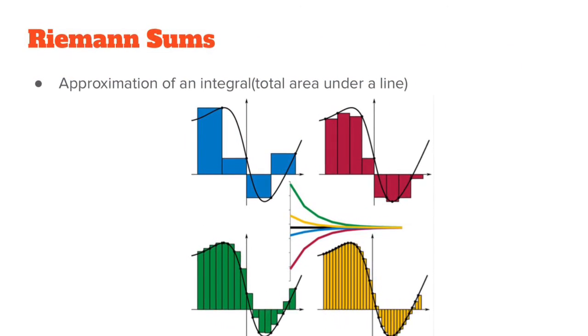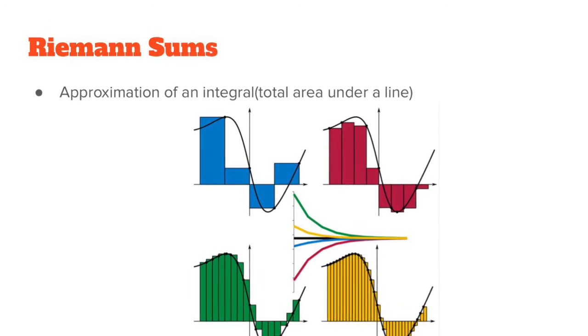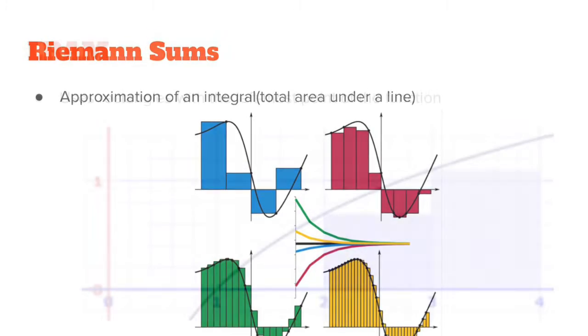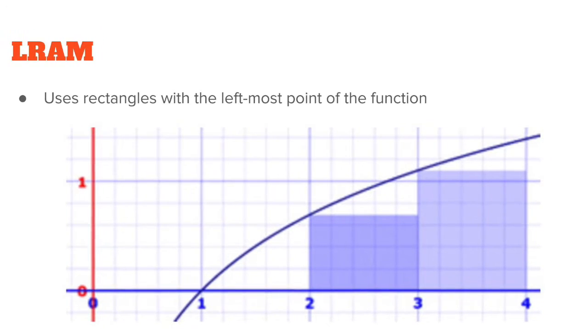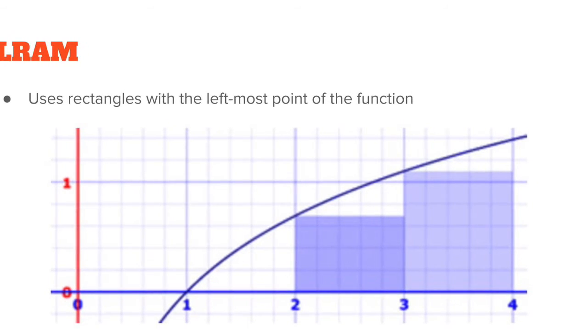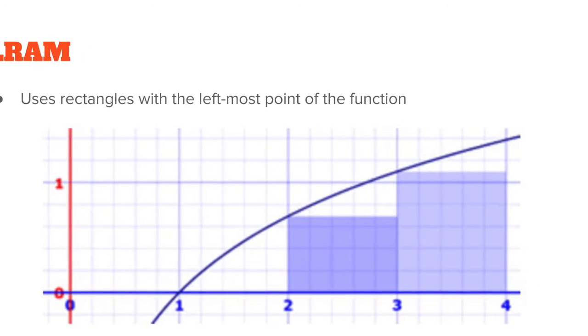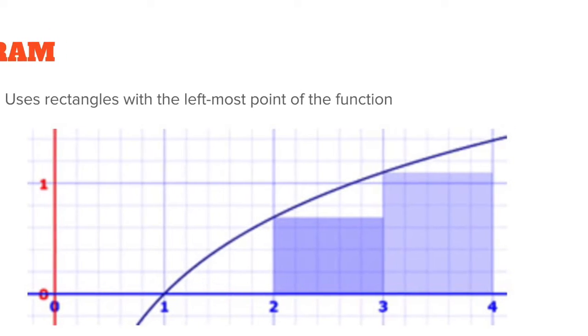Riemann sums are a method of approximating the total area under a line in a function graph. LRAM uses rectangles with the leftmost point of the function, as seen in the diagram below. It tends to underestimate the area when the slope is positive.